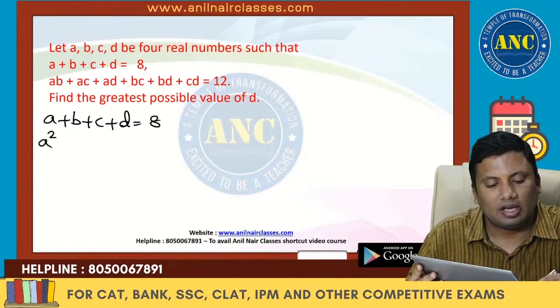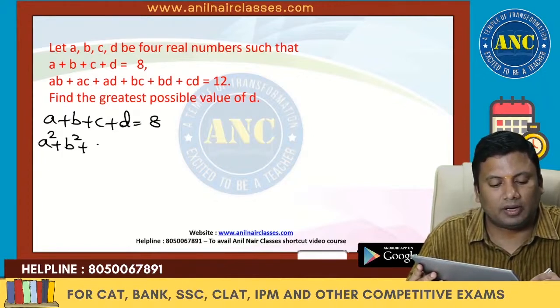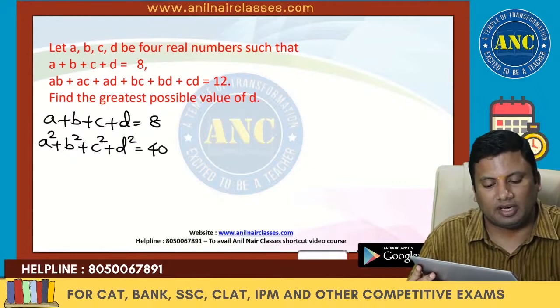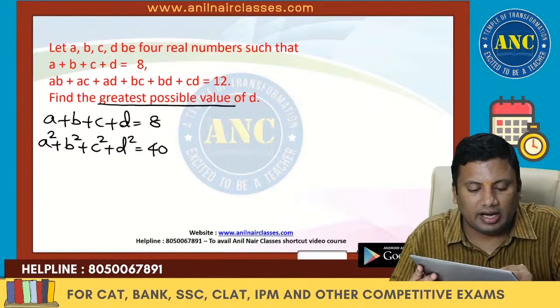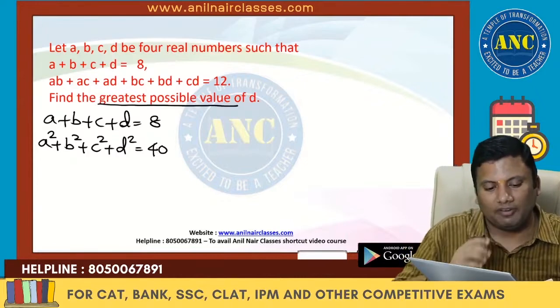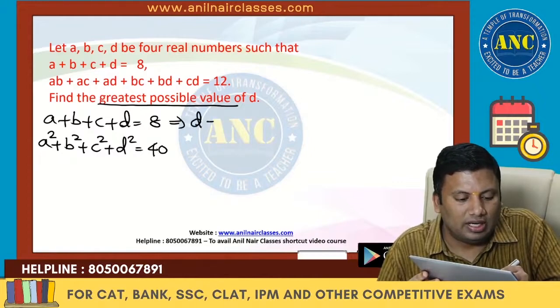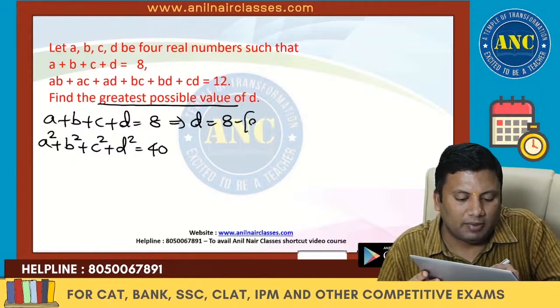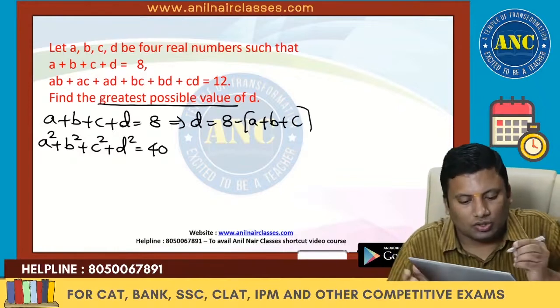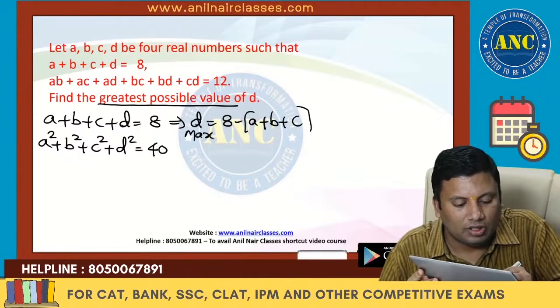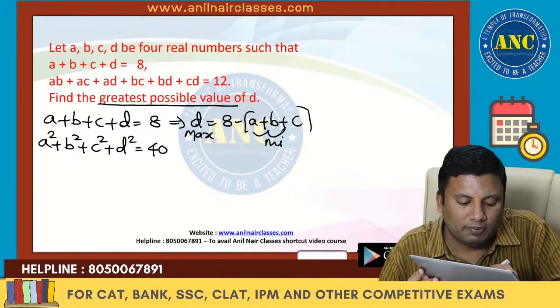Next is a square plus b square plus c square plus d square. It is nothing but 40. What is he asking? The greatest possible value of d. So d is nothing but 8 minus (a plus b plus c). So d is maximum, that means a, b, c should be minimum.